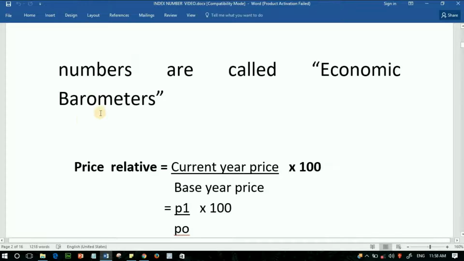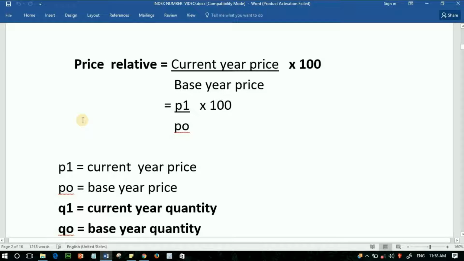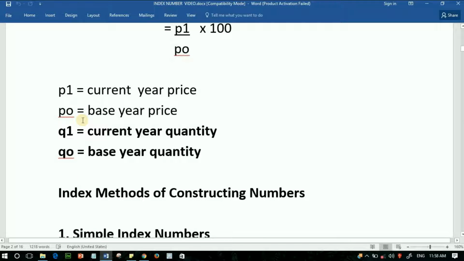One important point is price relative. Price relative is equal to current year price divided by base year price, multiplied by 100. That is P1 by P0 into 100, where P1 is the current year price and P0 is the base year price, along with Q1 the current year quantity and Q0 the base year quantity.